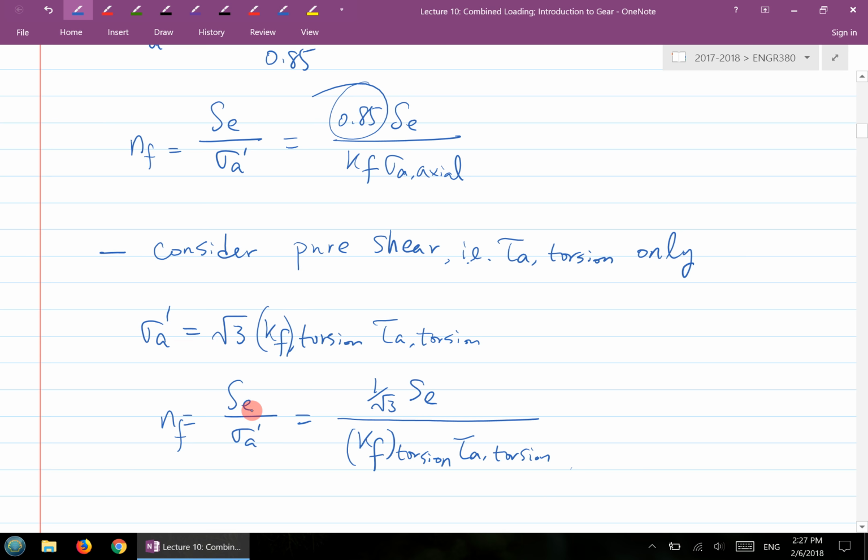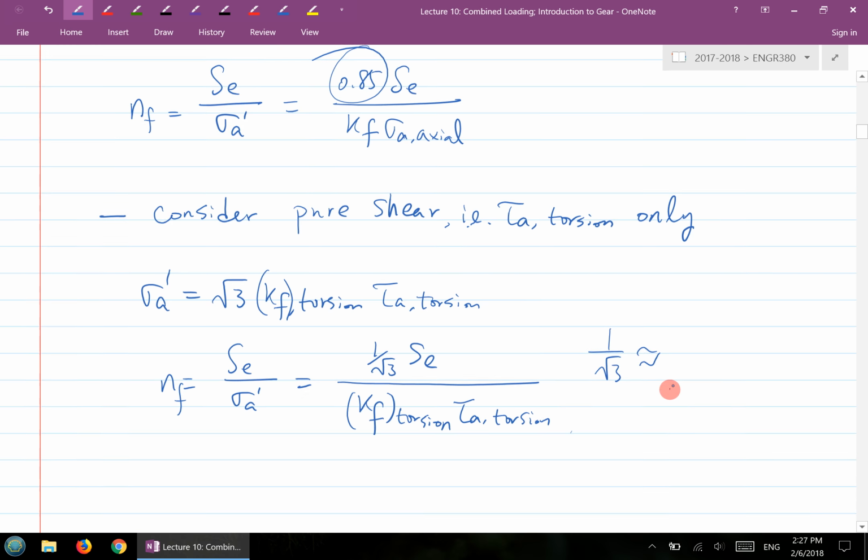Remember, the Se is still calculated with a Kc value equal to 1. Now, what is the value for 1 over √3? It's approximately 0.577, right? Yes. Oh, KFS, yeah. Symbol-wise, because of torsion, so KFS, good, yeah. So 1 over √3 is 0.577.